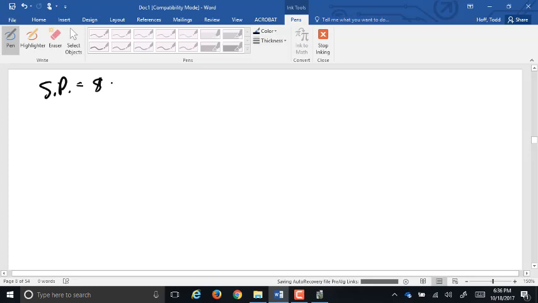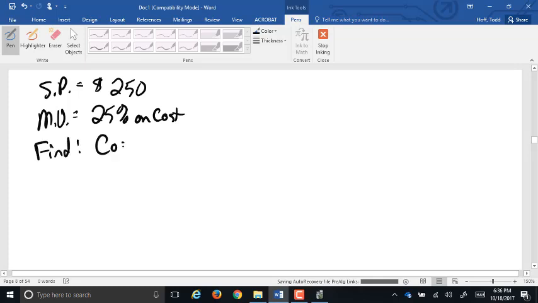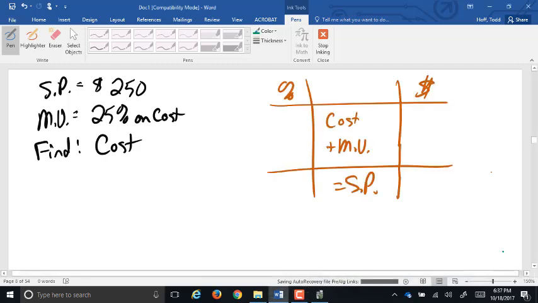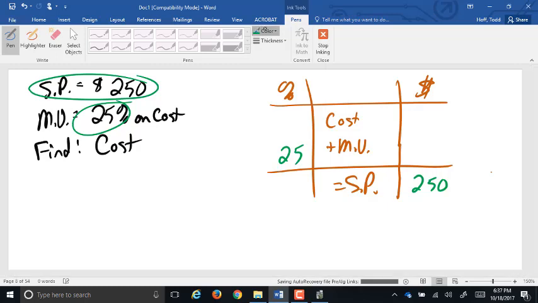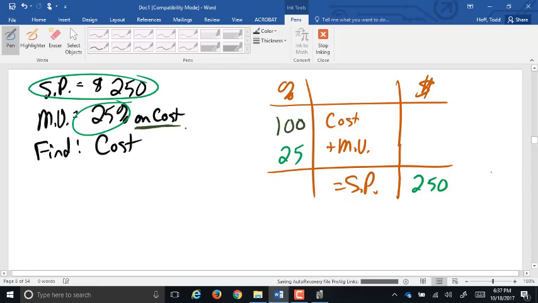So the selling price is going to be $250. The markup, 25% on cost. Find the cost. I'll give you a minute. Where's the 250 go? Dollar amount selling price. 25 markup percent. And of course the 100 goes, yeah, you caught that, on cost.